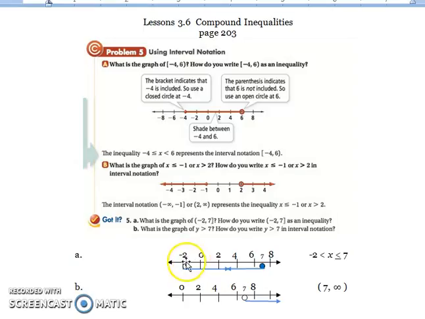And then that says that x is between -2 and 7. Okay, with a closed circle at 7, so that's less than or equal to, and an open circle at -2, so that's just a less than.